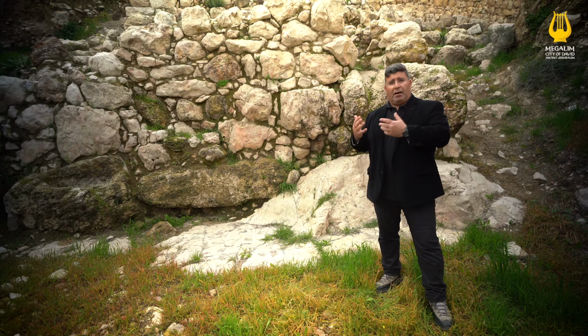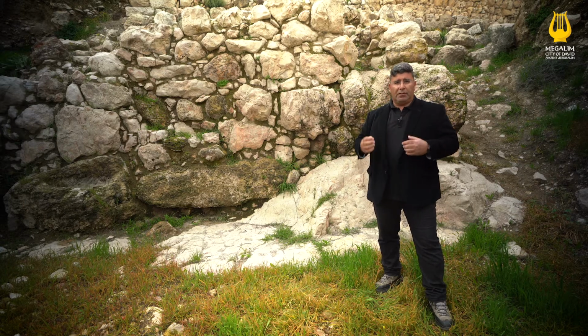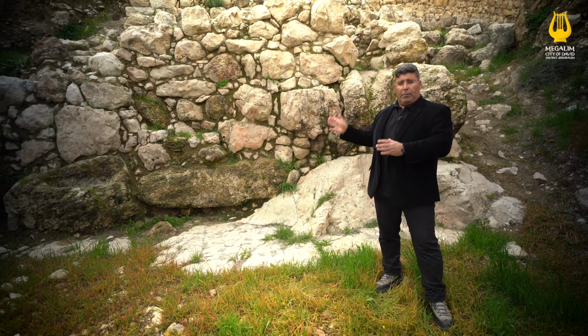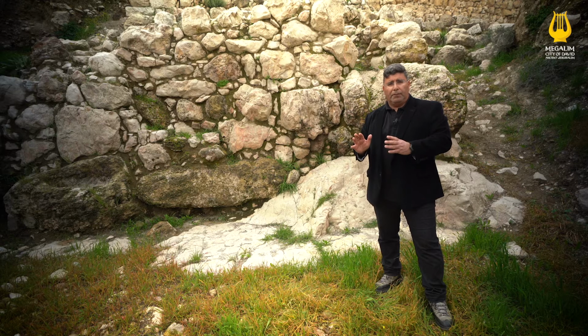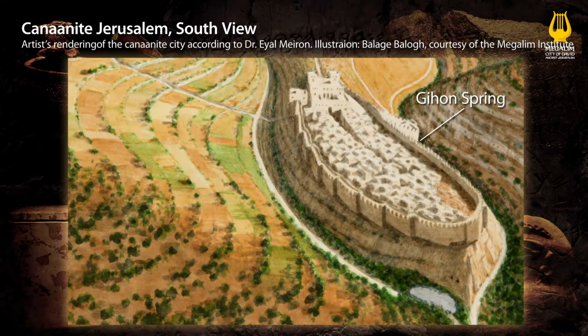One of them is Yekar-Am, the other one is Shas'an. So this is the wall, but at first glance, its location looks very odd. It leaves the spring, the Gihon spring, outside the city's perimeter. Why would anyone leave the spring, the source of life of the city, outside the walls?